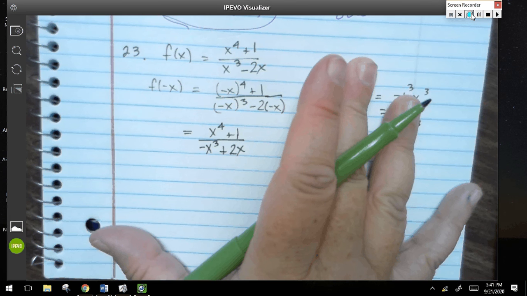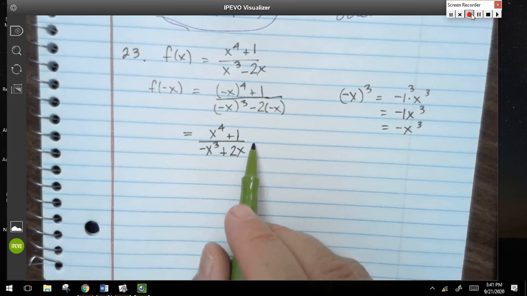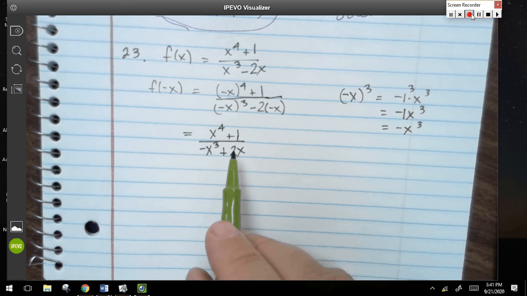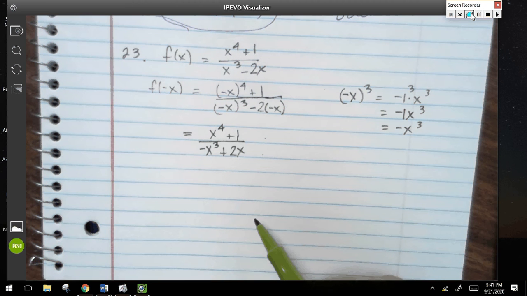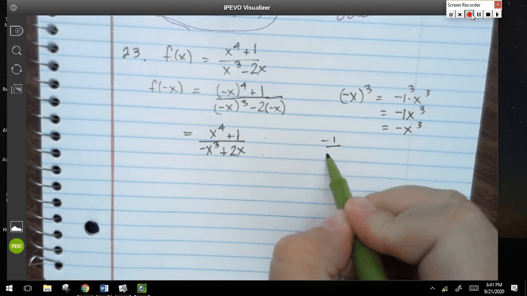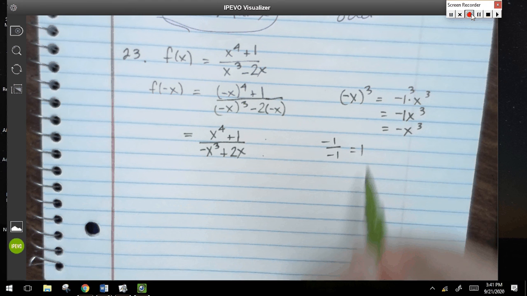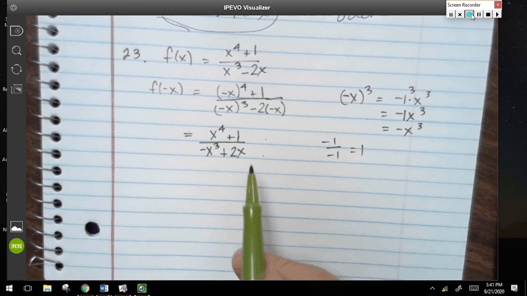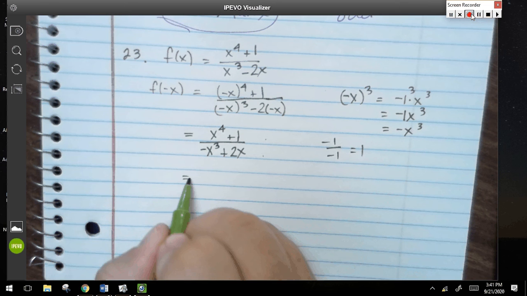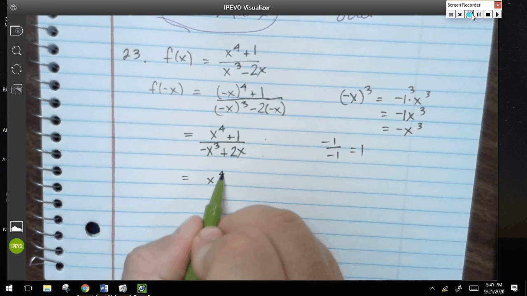If I were to factor out negative 1 from the bottom here, I'm left with x to the third minus 2x. And of course, I could write this as negative 1 times x to the fourth plus 1 over x cubed minus 2x. And it is completely negated now because I've multiplied by negative 1. And so this is indeed an odd function.